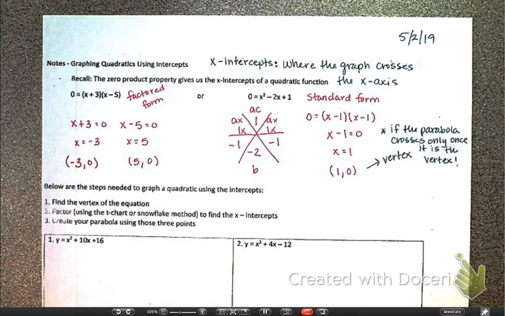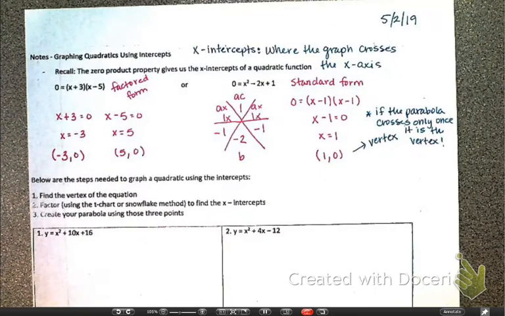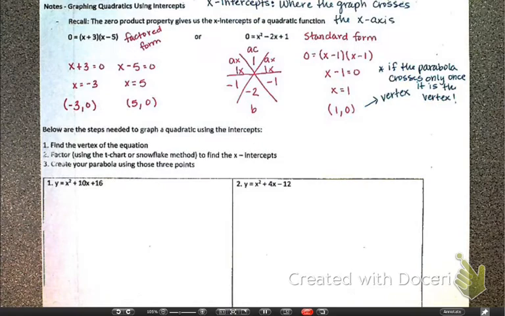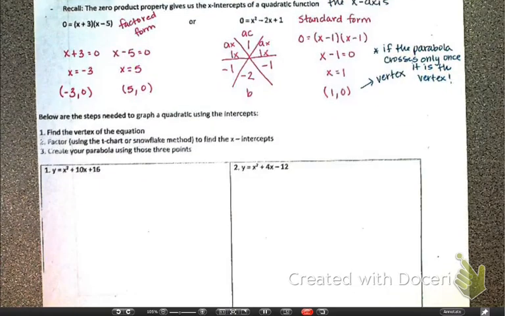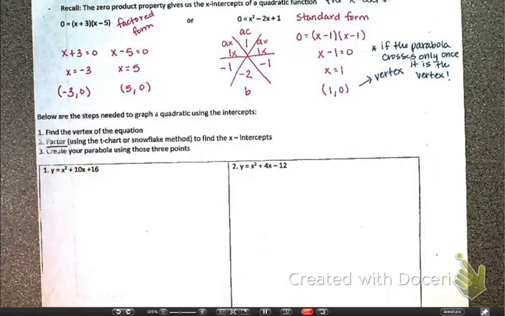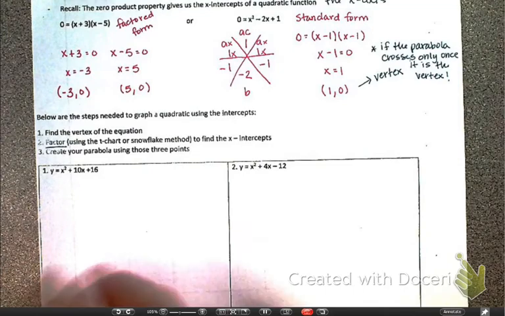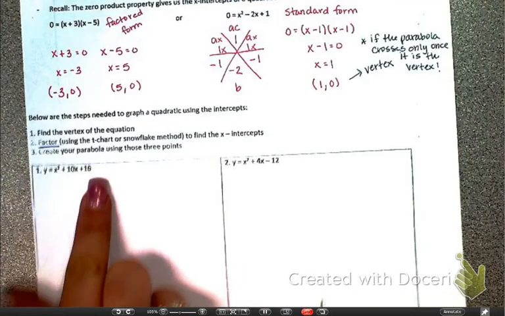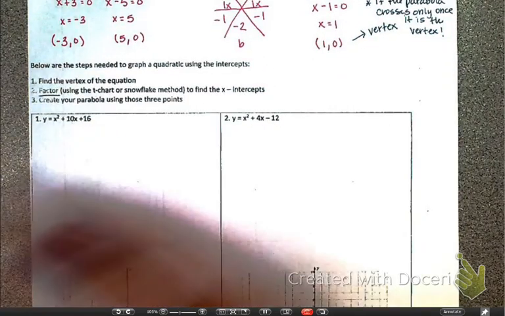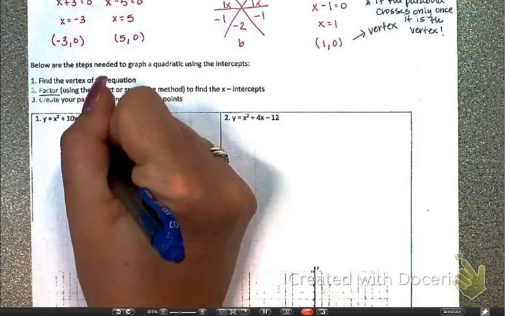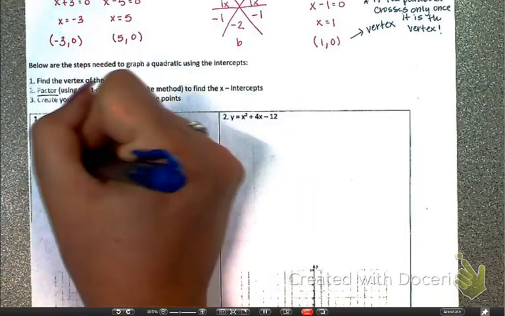I have a list of steps for you that I think you can follow, but I'm going to also show you a second way, and I'm going to let you choose which way you want. So before we find the vertex, I want to factor the equation because I want to find the x-intercepts. So I'm going to take equation 1 and we're going to factor it. Okay, so that's going to be our first step for now. So let's factor this first equation.